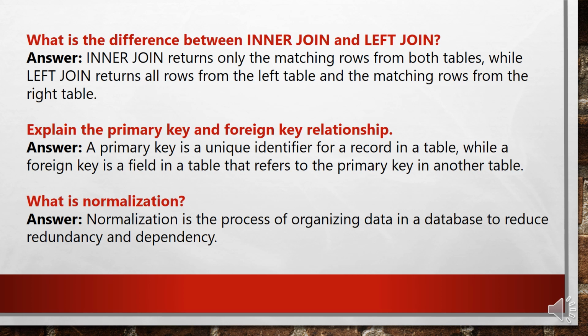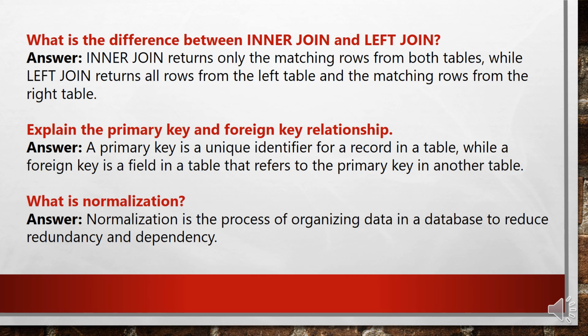What is difference between inner join and left join? Inner join returns only the matching values from the both tables, while left join returns all the rows from the left table and matching rows from the right table. Explain the primary key and foreign key relationship. A primary key is a unique identifier for a record in a table, while a foreign key is a field in a table that refers to the primary key in another table.